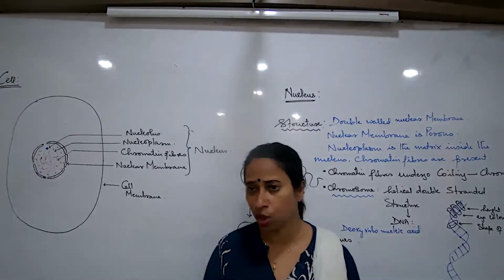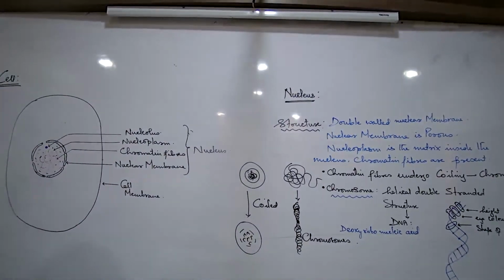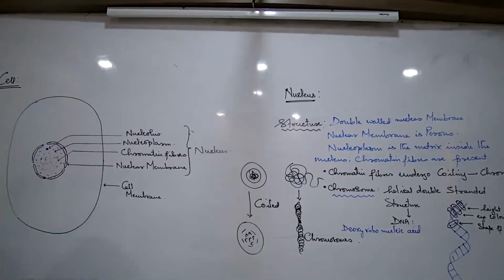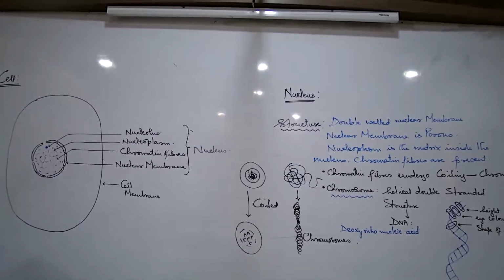So now if I ask you, what is the chemical composition of the chromosome and the chromatin fiber? It is the same thing, DNA. So what is DNA? What is its chemical formula?